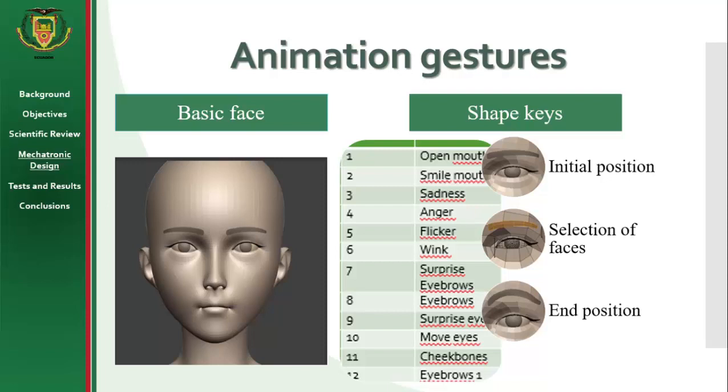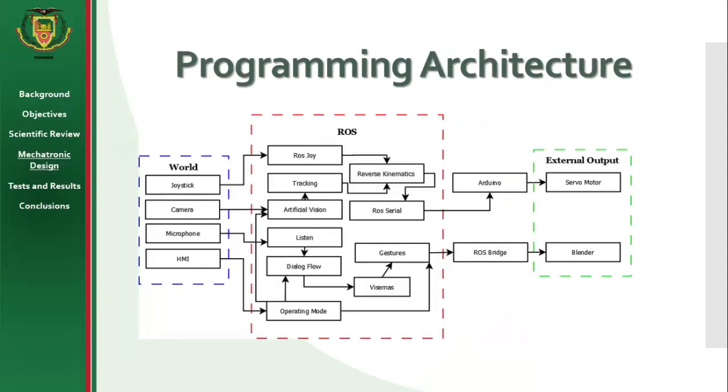They are shown in the table. The robot was fully programmed in the ROS environment. It has a total of 18 nodes, which are separated in order to fulfill a specific function. The most important nodes are those that allow the entry of data from the world, located in the left part enclosed in blue. The nodes in the center, in the red part, process the information and transform it into information to send abroad.